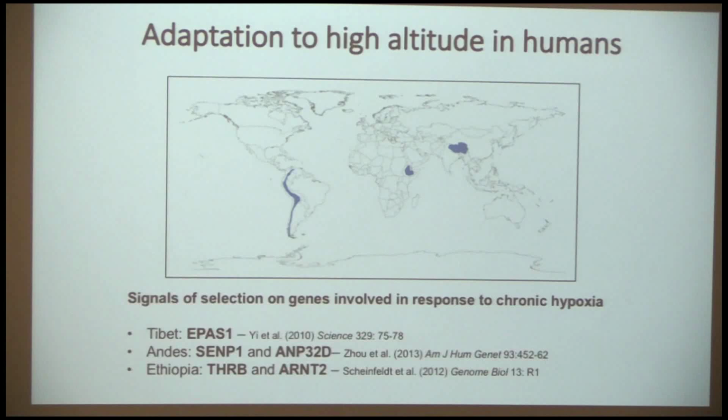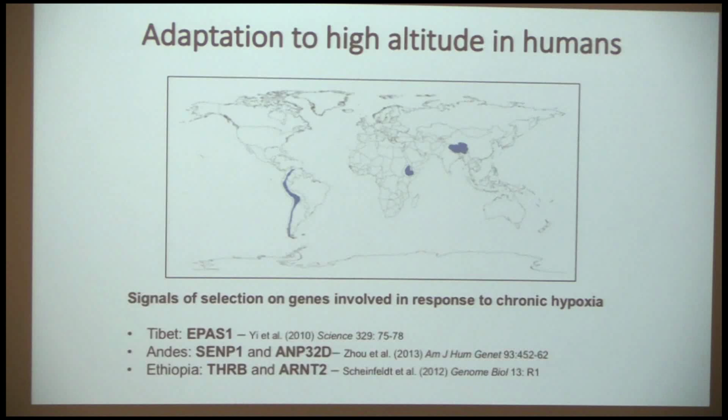There have been several studies in humans. There are three parts of the world where humans live at high altitudes: Mongolia, Tibet, the Ethiopian highlands, and the Andes. And it's really useful to use these kinds of populations because they're generally in contact with other populations and closely related to those nearby in the lowlands. So they can be genetically quite similar, but still have some adaptations that you can find by comparing genome sequences. And a number of studies have done this.